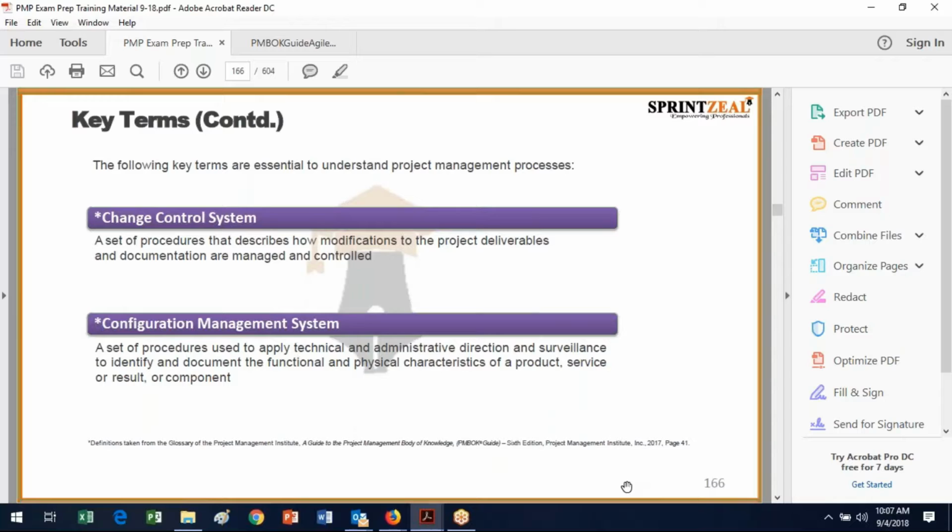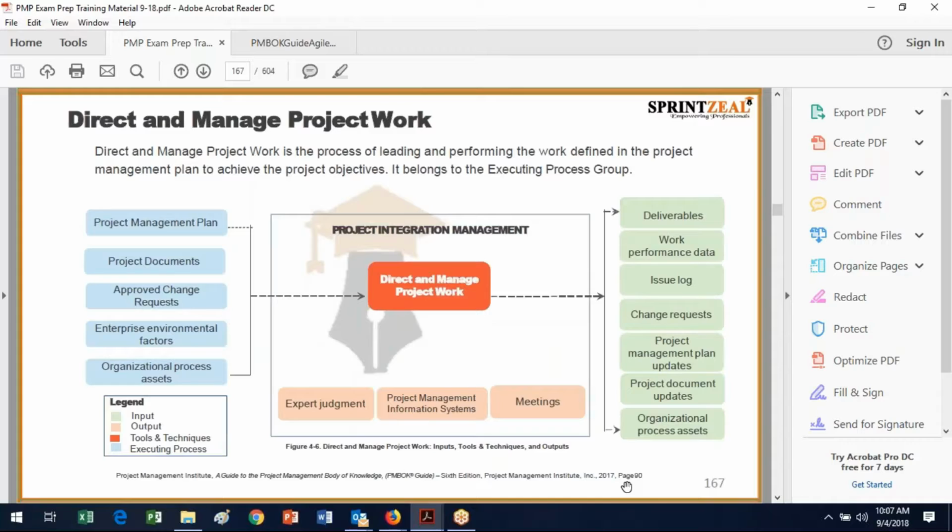Okay, so next we want to direct and manage project work. This is the process of leading and performing the work defined in the project management plan to achieve the project objectives. Again, this belongs to the executing process group, and because everything can't be named really key to the process, you have to remember that if we've got an active verb, direct and manage, we're probably in the executing process group. In fact, mostly when you have the word manage, you're in the executing process group. So we've got the inputs that are listed in blue over here, and then our tools and techniques.